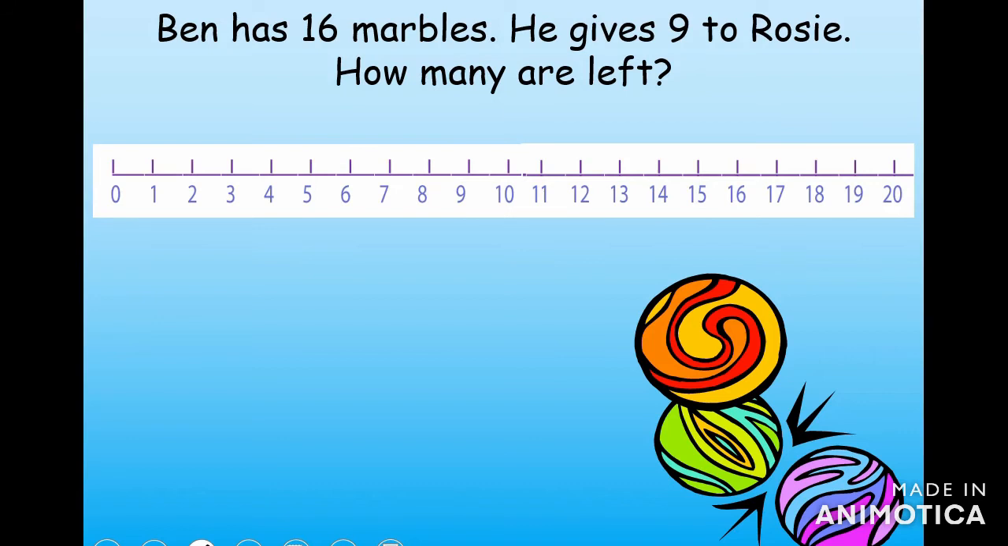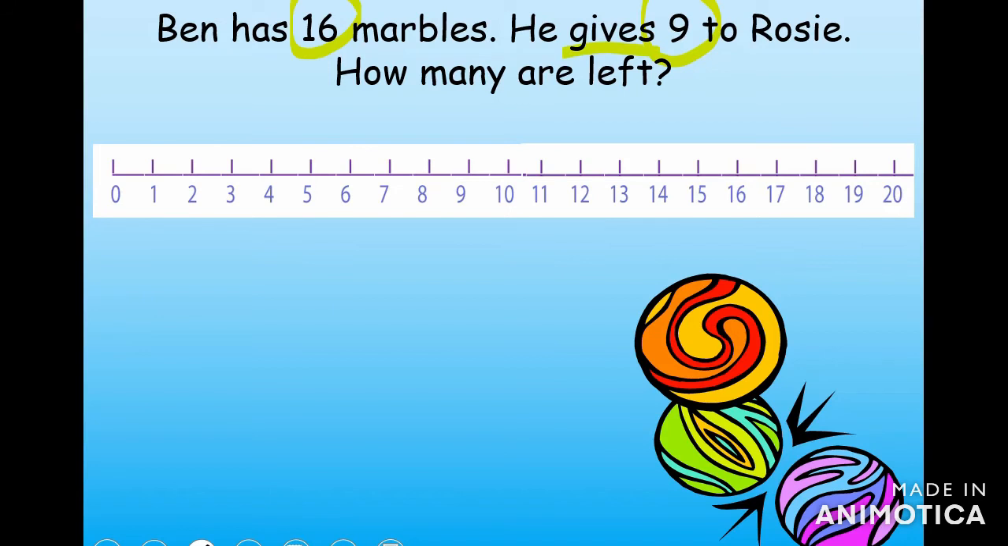Ben has 16 marbles. He gives 9 to Rosie. How many are left? So, remember from before, we're going to have a look at the numbers that it's given us first. So Ben has 16 marbles and he gives 9 to Rosie. Then we're going to have a look at the words. So he gives 9 to Rosie.